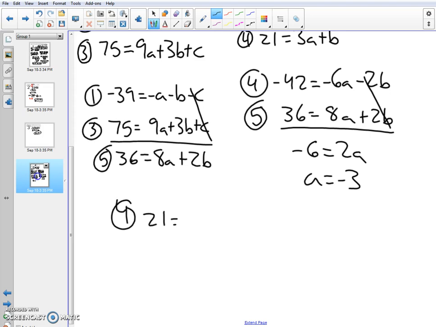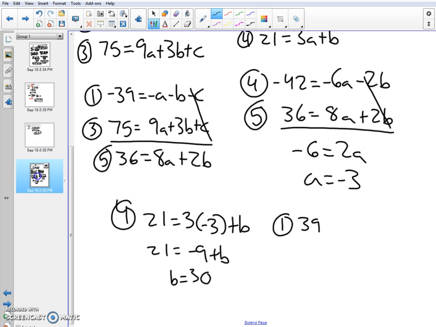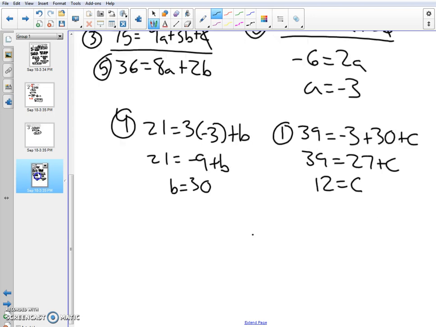So 4 was 21 equals 3 times a is -3 plus b. So we have 21 equals -9 plus b. So b is 30. My last thing to do then is plug into one of my original 3 to find c. So I'll pick number 1. So we have 39. A is -3. B is 30 plus c. So we get 12 for c. So then my final answer, I'm going to bring those all together.